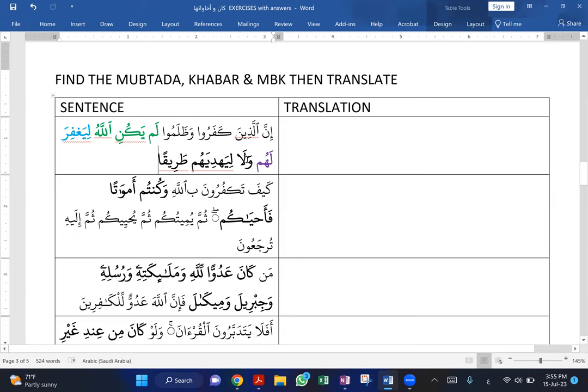Of course, this is a continuation. This is waw harf atf connecting this lam, la. So you have this structure, lam, la, neither nor. لَمْ يَكُنِ اللَّهُ لِيَغْفِرَ لَهُمْ وَلَا لِ... Allah will not do this, nor that. Something like that: Allah will neither be the one to forgive them. So you remember that structure we talked about?